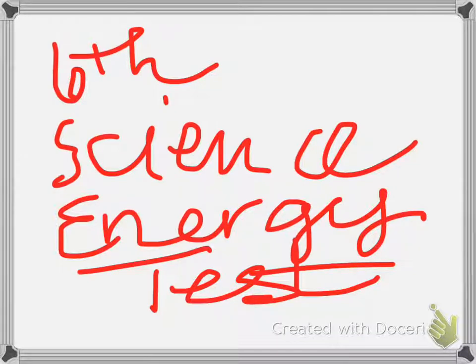Number 11, energy that is stored in a system or object. 12, refers to an object remaining in the same spot relative to another object. Now, for the rest of them, it's going to be multiple choice.